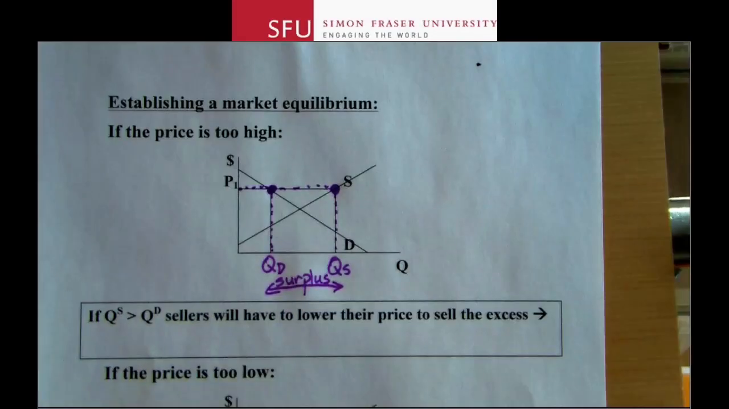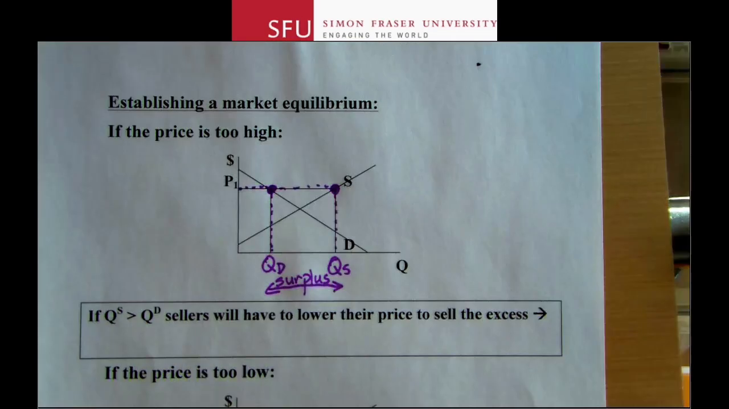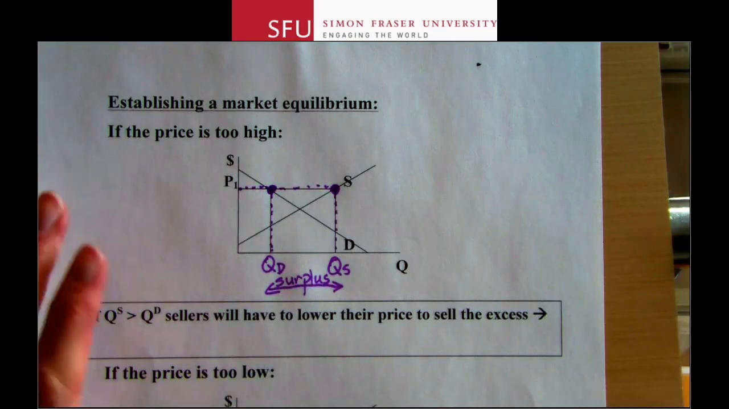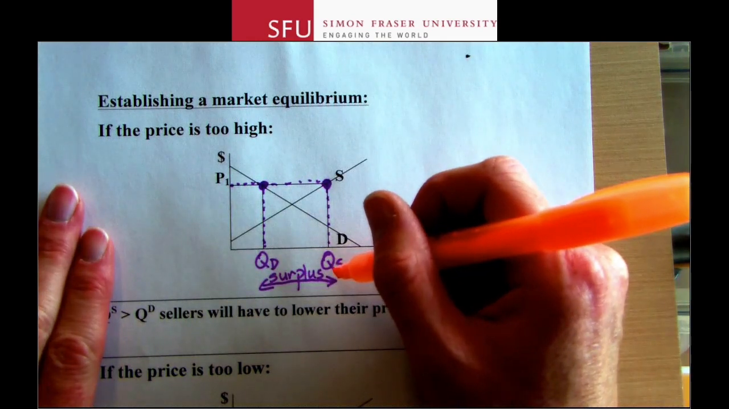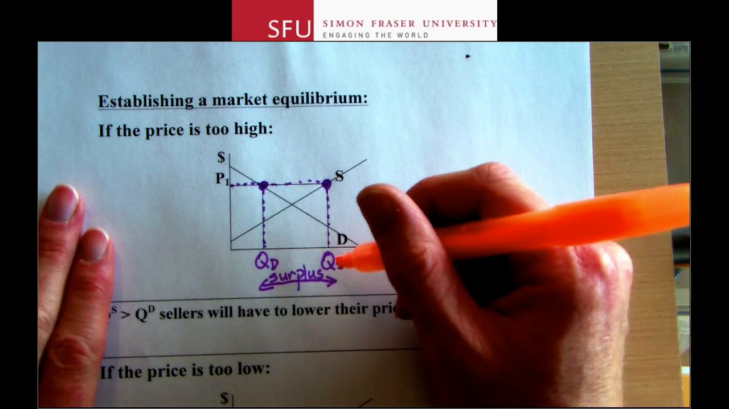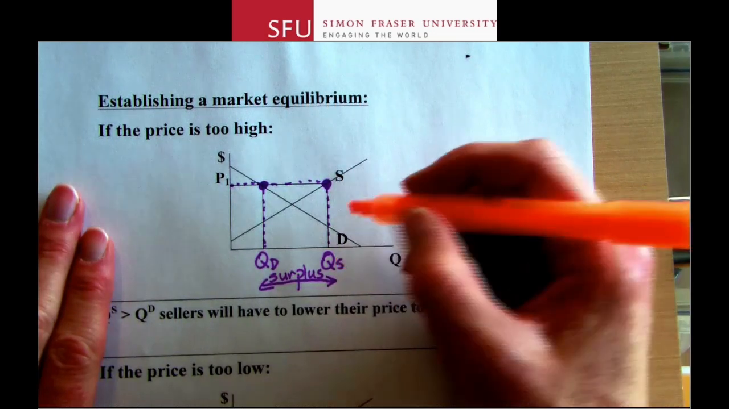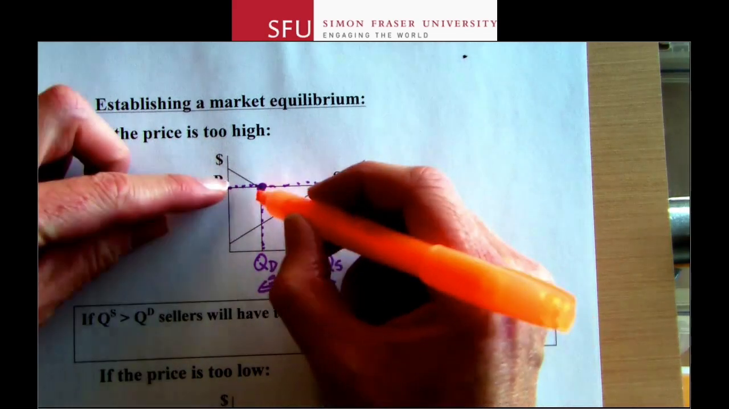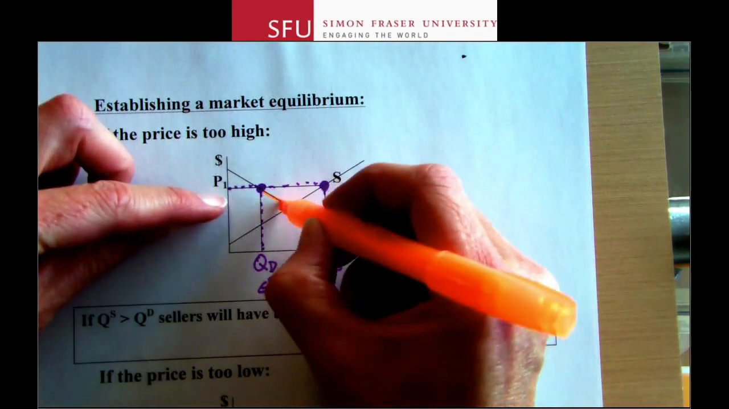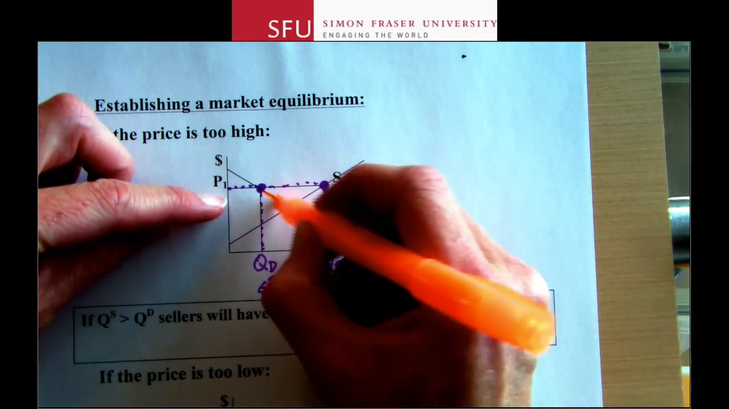Okay, so what will the sellers do? If you're a seller and you've got this much to sell and the consumers aren't buying it, then you will have to lower your price. As you lower the price, what will consumers do? They're going to buy more of it, right? And so we show that as a movement down the demand curve. So as you lower the price, consumers will buy more. So this quantity demanded is going to increase.